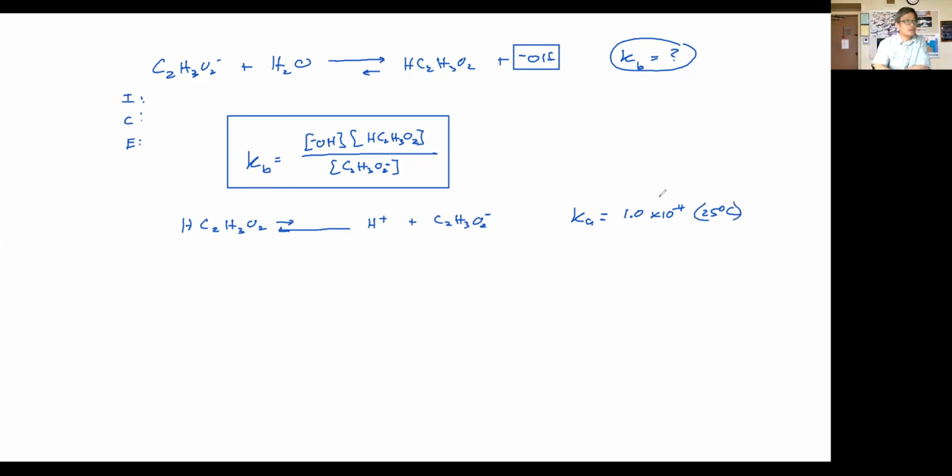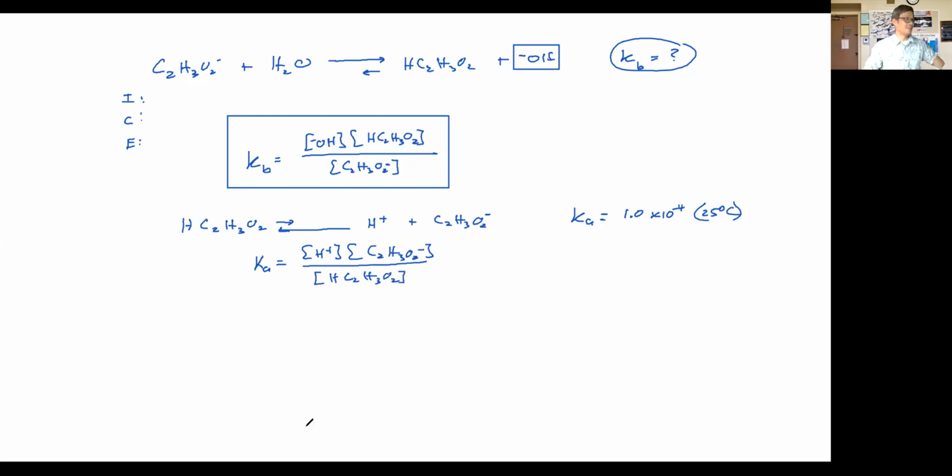We can find it, and what we want to do is use this in order to find this Kb here. So let me set up the law of mass action for this process. This is going to be hydrogen ions times acetate ions, C2H3O2 minus, all over undissociated acid, HC2H3O2.